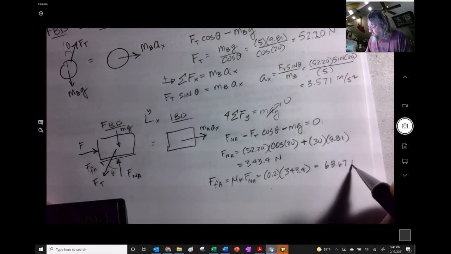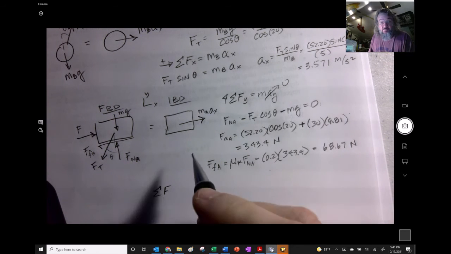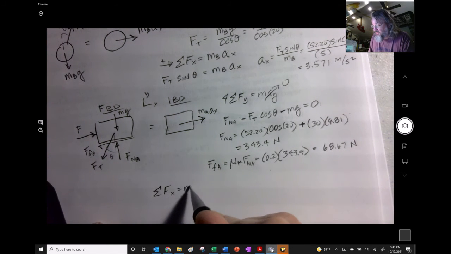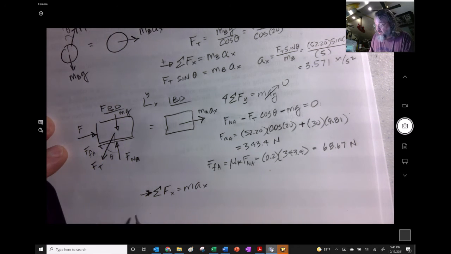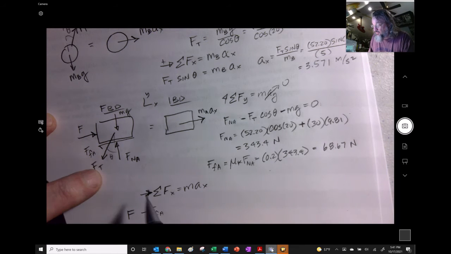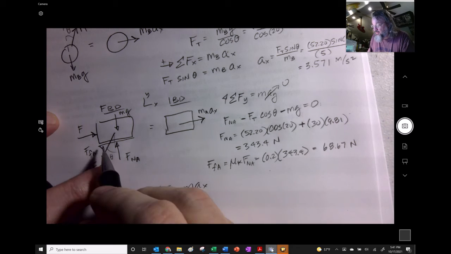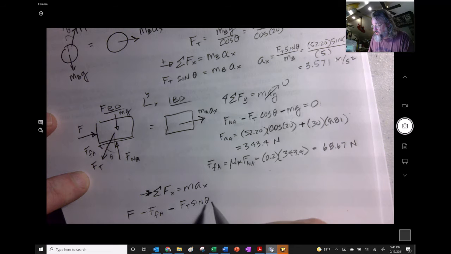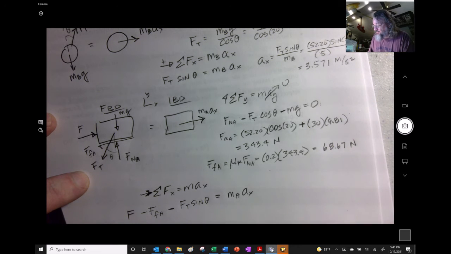68.67 newtons. So the sum of the forces in the x direction equals mass times acceleration in the x direction. I'm going to have F there, subtract out Fa. I'm going to subtract out a little bit of this right here, because it's going to be the sine of theta. Nothing else in the x direction equals m a_x.